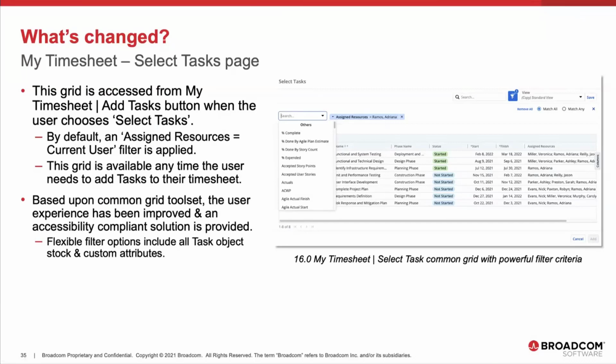And again, by default, the assign resources filter is set to the current user, so you see what's there for you. The grid is available anytime the user needs to add tasks to their timesheet. And as you can see, there are flexible filter options, including all of the task object, stock, and custom attributes, which is a definite improvement over 59.3.